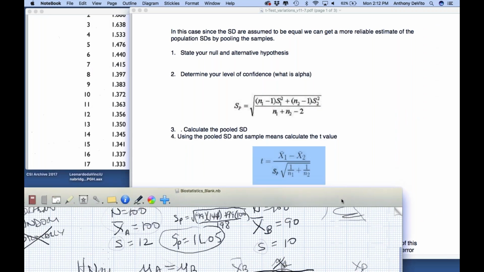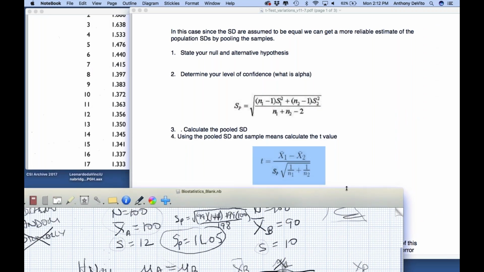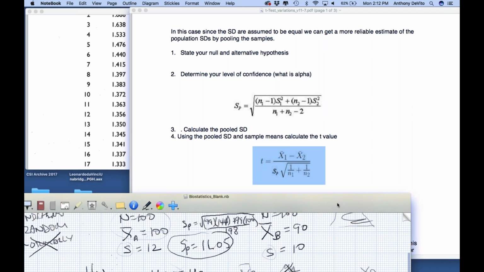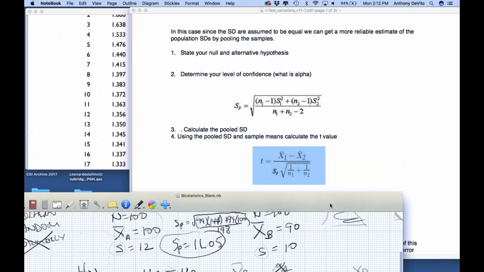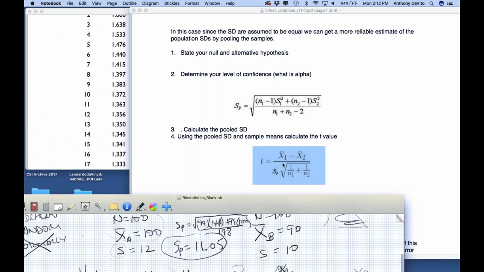That formula is in a document called Ttest Variations. It's on today's Blackboard files. So there it is over there on the board if you want to take a quick look at it again. It's t is equal to x bar 1 minus x bar 2 over the pooled standard deviation, which we just calculated up here, times the square root of 1 over n1 plus 1 over n2.